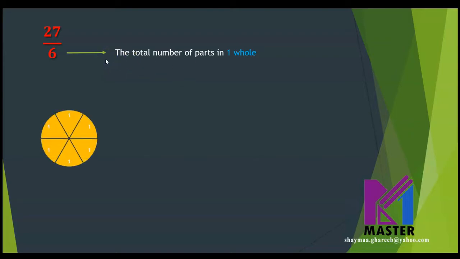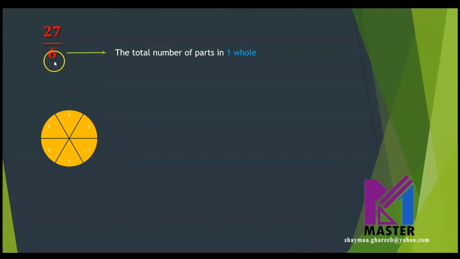Look at this improper fraction, 27/6. Let's remember together, the number here in the denominator represents the total number of parts in the one whole. If you cannot remember this, please revise the previous videos about improper fractions and understanding mixed numbers. Then, if I want to represent this as a drawing, it means the one whole I have is divided into 6 equal parts. Is this clear?